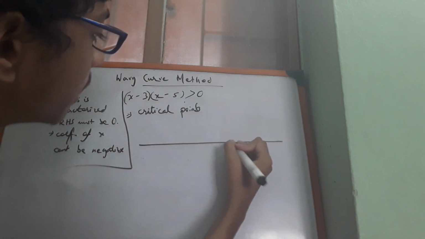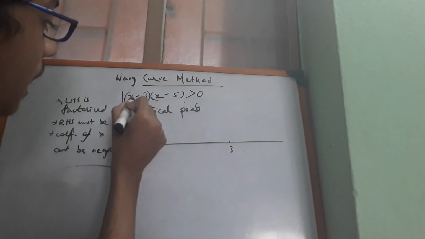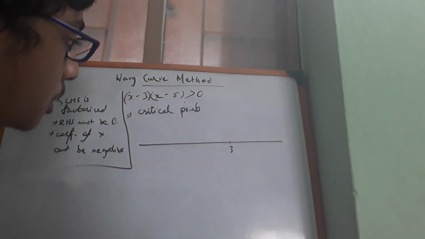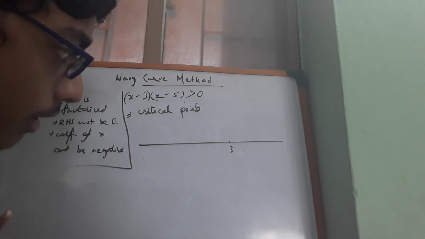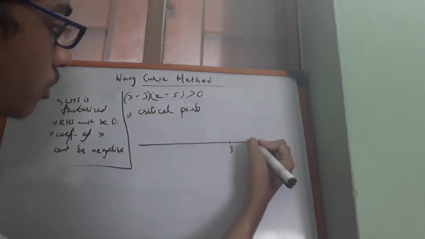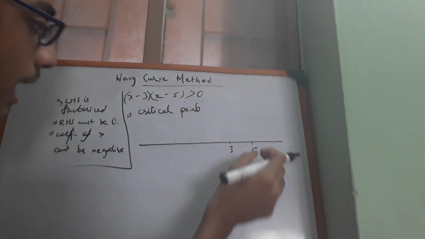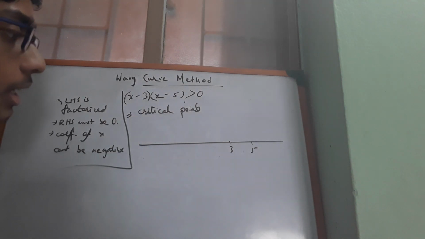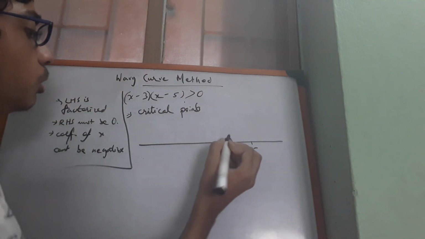For instance, if I take 3 as a critical point, can I do it? Of course I can, because if I put x equals 3, then 3 minus 3 becomes 0, and 0 multiplied by anything is 0. So that's a critical point. 5 is also a critical point similarly, because 5 minus 5 is 0, and this bracket is becoming 0.